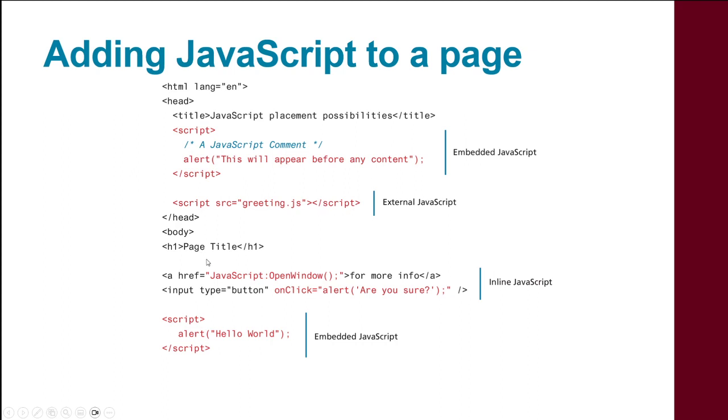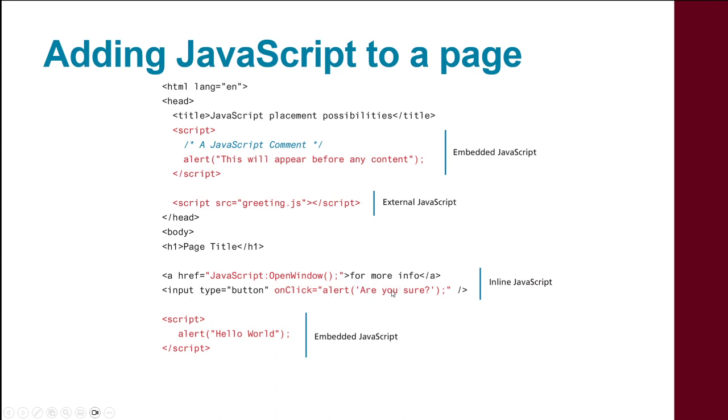And then this is inline. So we have an A tag here, so it's a link, and it's saying, when you click that link, so that's what your href is saying, do this when I click this link. And then for this, it's saying JavaScript open window. Basically, what that's saying is when you click that link, you're going to do a JavaScript thing, and that thing is called open window.